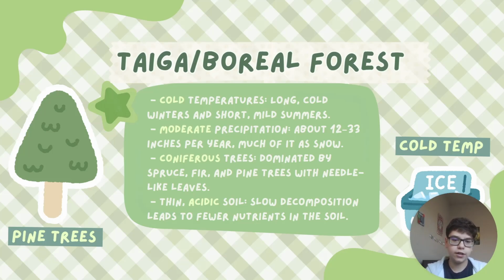And then lastly, we need to know that there's thin acidic soil. Because we're not having all these leaves fall to the ground, they're not getting recycled into the soil, so we have fewer nutrients in there. Like we have pine trees as an example off to the left, and then just the cool temperature on the right.